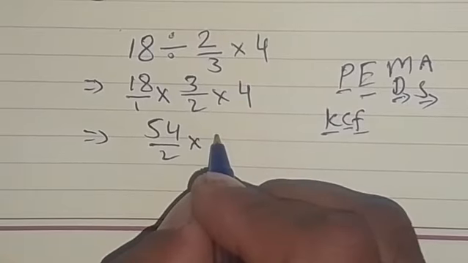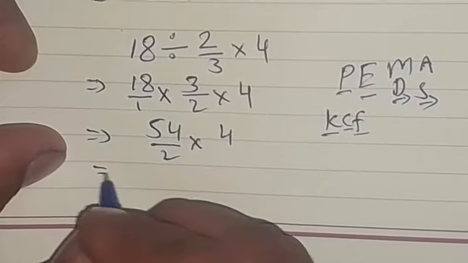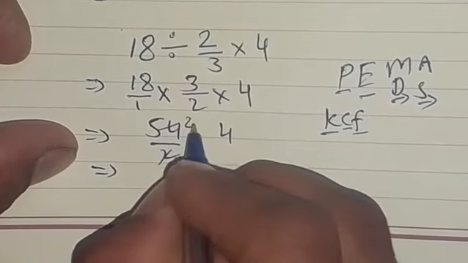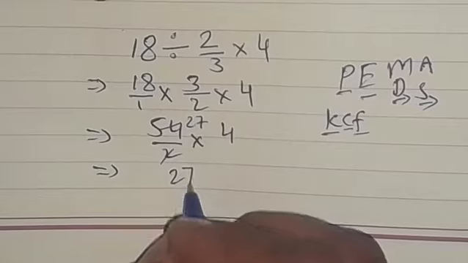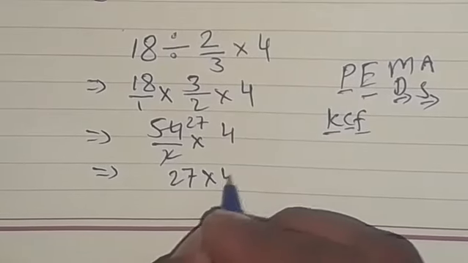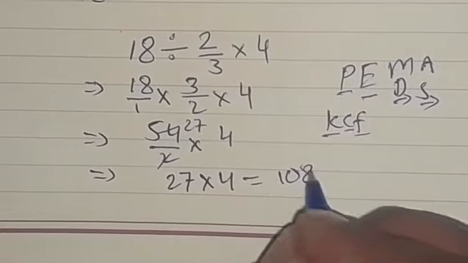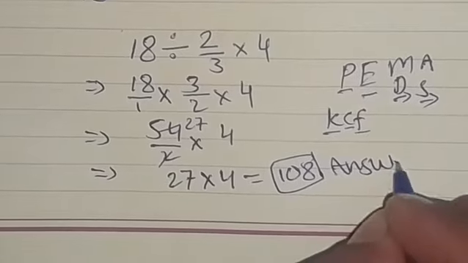54 over 2, multiplied by 4. Two 1s are 2, and two 27s are 54, so we get 27 multiplied by 4, which gives us 108. So the final answer is 108.